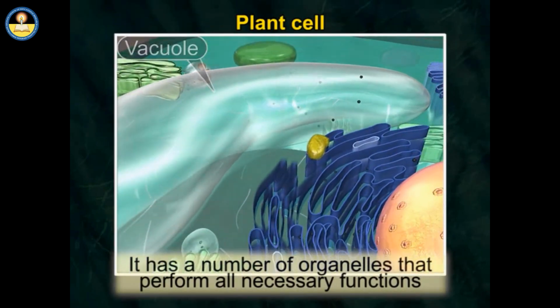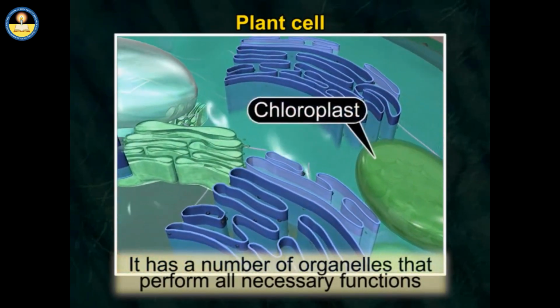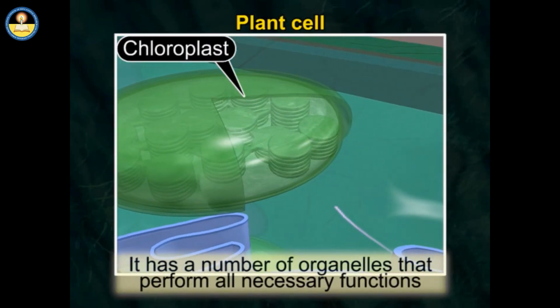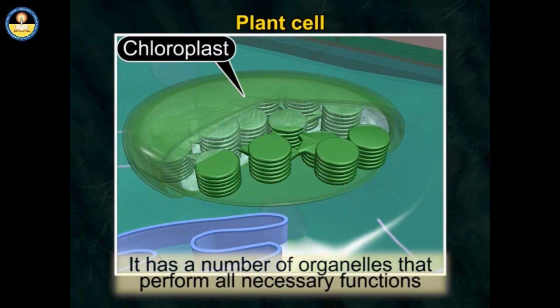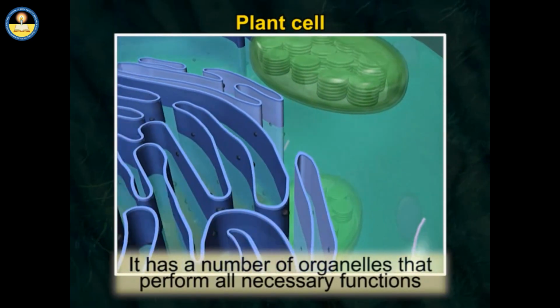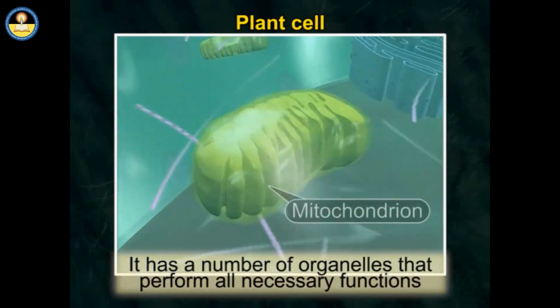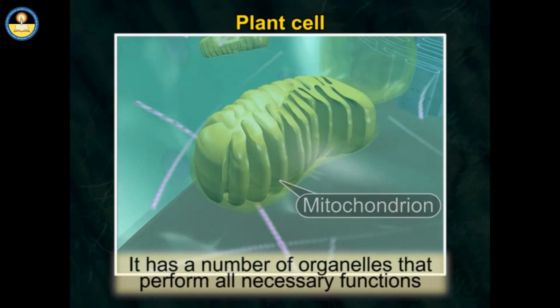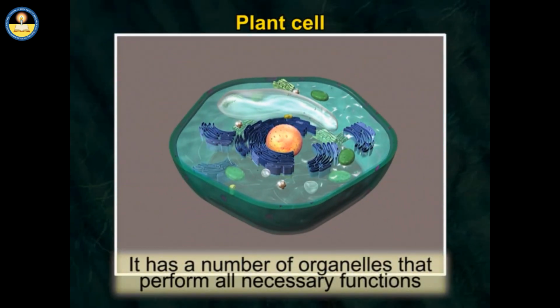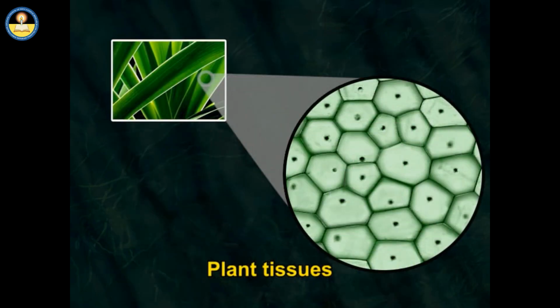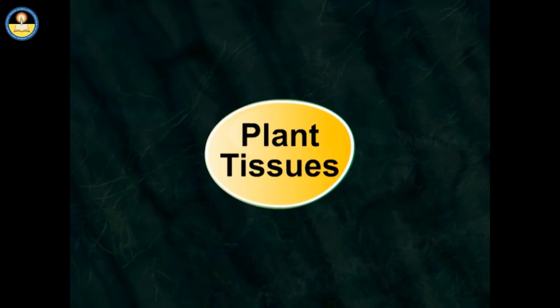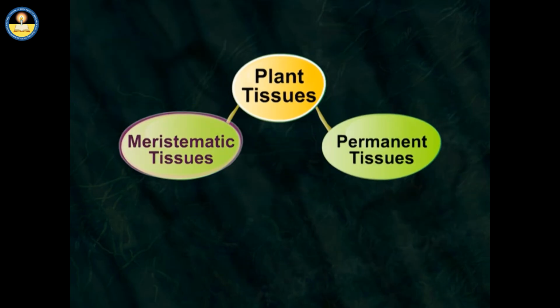Each plant cell is self-contained and at least partially self-sufficient. This is because plant cells have a number of organelles that perform all necessary functions. In plants, the processes of differentiation and specialization allow groups of cells that are structurally or functionally distinct to form tissues that have specific functions. Plant tissues are of two types: meristematic tissues and permanent tissues.